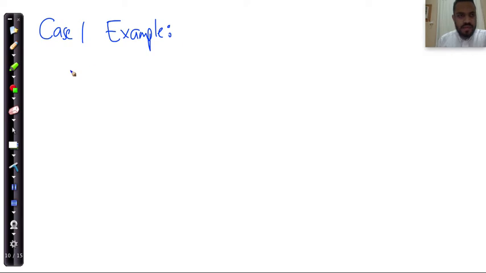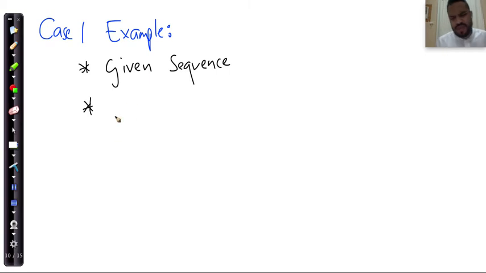Now remember case 1, it's exactly the same. We sit with a sequence that is given, and that means that we have at least 3 terms. So in this case we have a given sequence, and that's at least 3 terms, any 3 consecutive terms. Usually it's the first 3 that is given to you.